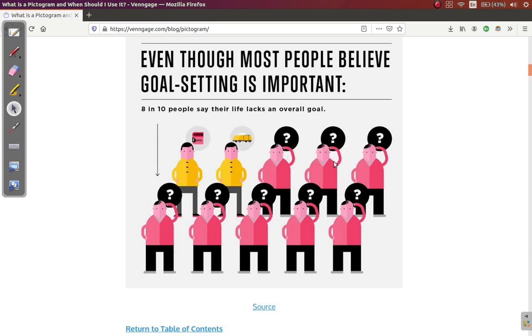But the others, you see the question signs, they're wondering what they should set as their goals. They haven't set a specific goal as yet. So it's much easier to remember these things due to the images. The person scratching their head and the question signs, alright?